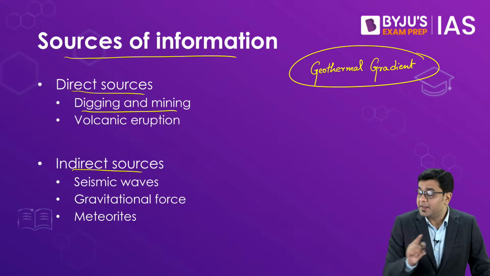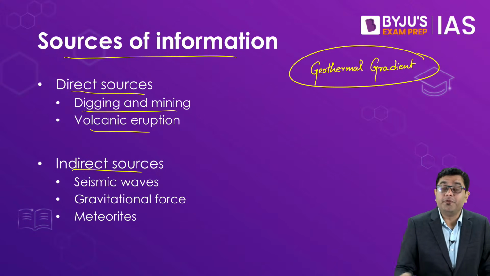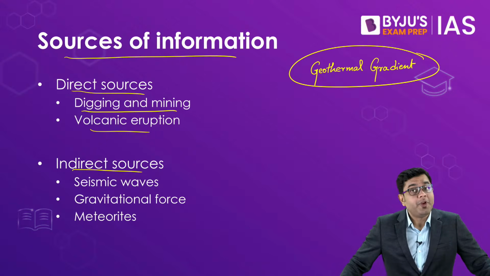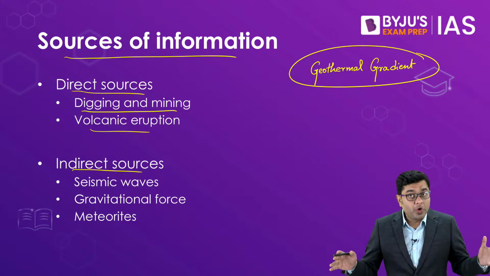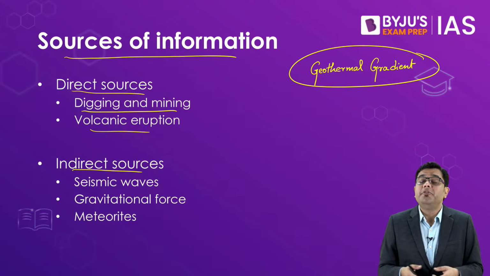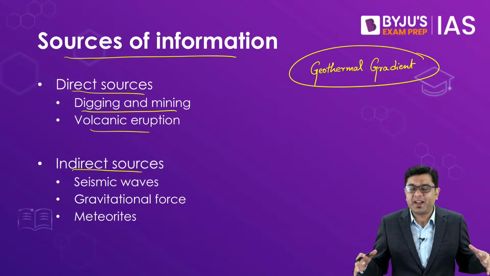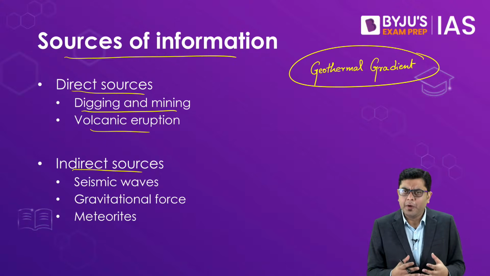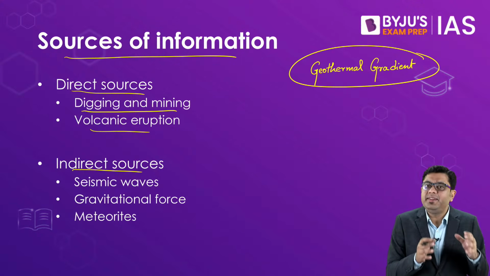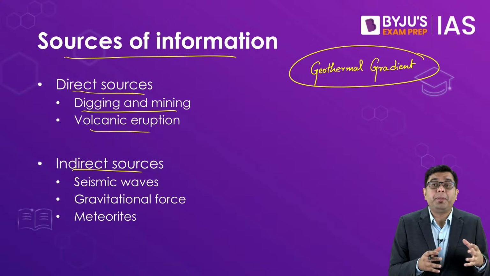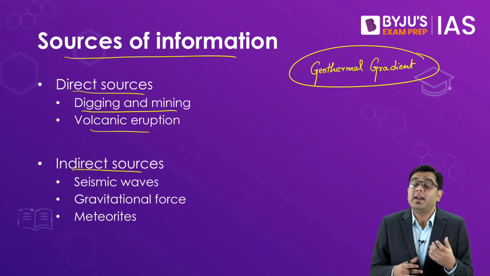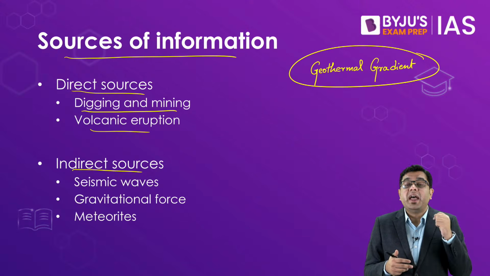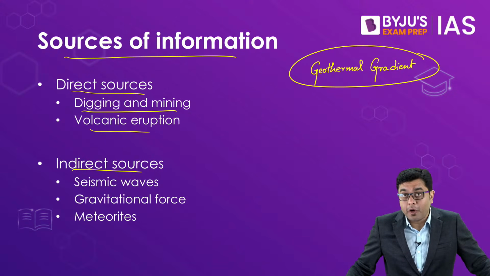Now, the other direct source of information is the volcanic eruption. Whenever a volcanic eruption occurs, molten materials from the interior rise to the surface and spread as lava. Upon sampling this lava and the rocks formed from it, we get an understanding of the depth from which this molten material has come.